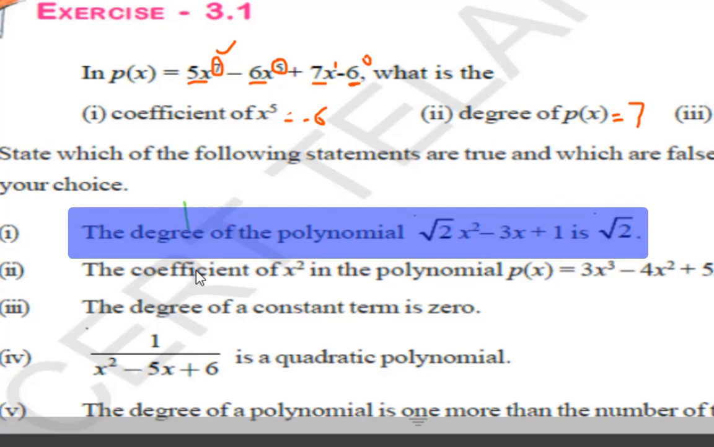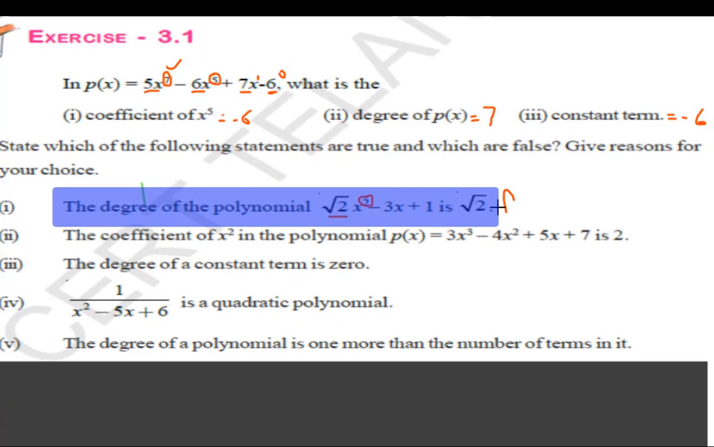Now is this statement true or false? Can we say the degree of this polynomial is root 2? Here root 2 is actually the coefficient of x square. It is not the degree of this polynomial. So the degree of this polynomial is 2, but it is not root 2. Here root 2 is the coefficient of x square, but it is not the degree of this polynomial. So hence we can say this statement is false.